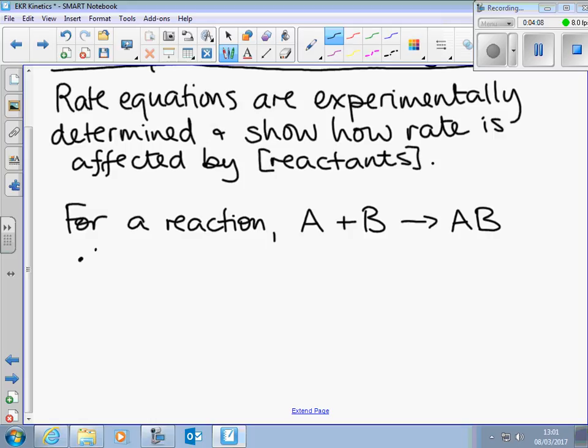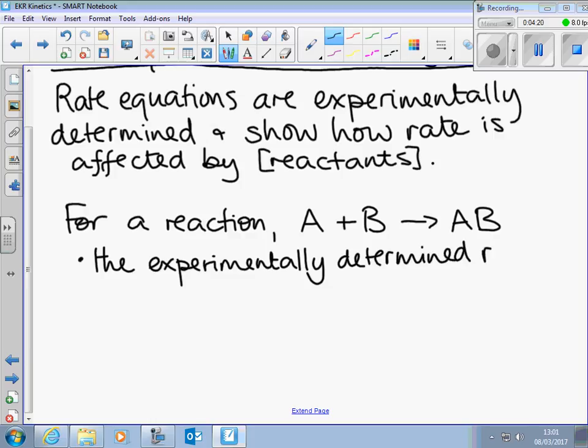So the experimentally determined rate equals, right, now I'm not sure, have we met any constants before? I don't think we have yet. Lowercase k, very important, lowercase k, and that is the rate constant.